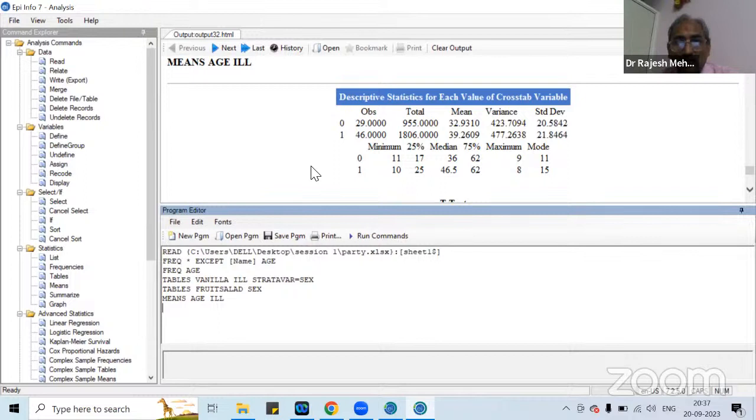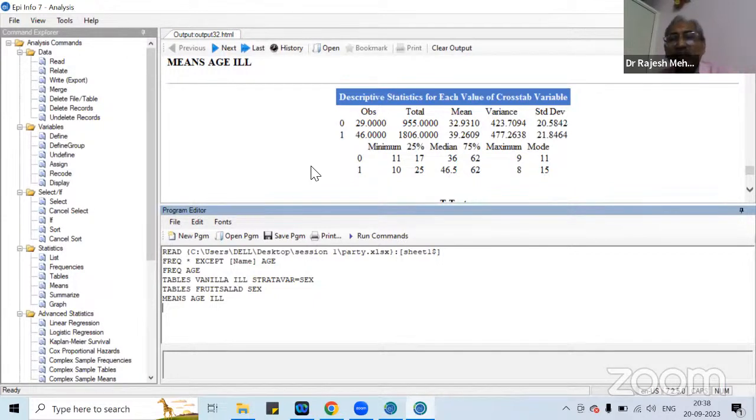So 0 means no illness. How many observations? 29. 1 means there's illness. How many? 46 people fell ill. Now the mean for 0 is 32, while for 1 it is 39. What does it mean? The people who fell ill had a mean age of 39 years compared to 32 years for those who were not sick. So there is some difference.